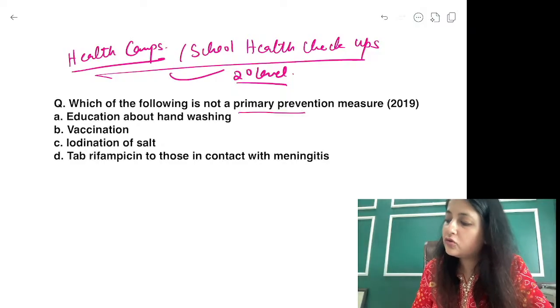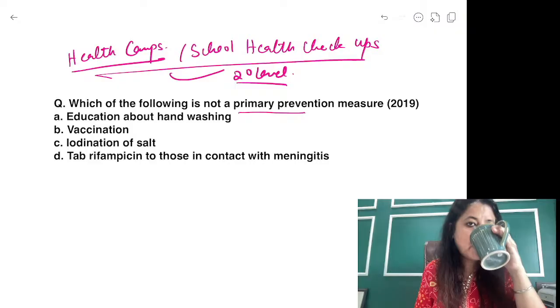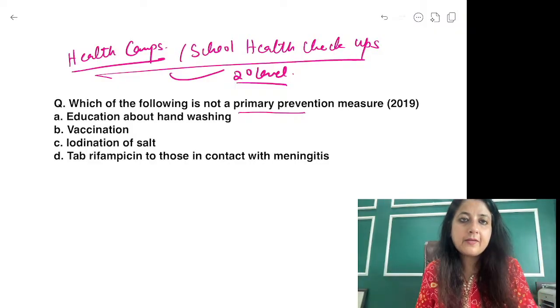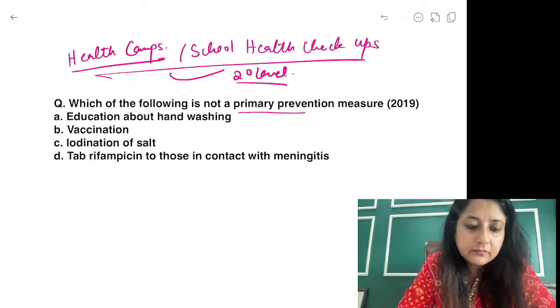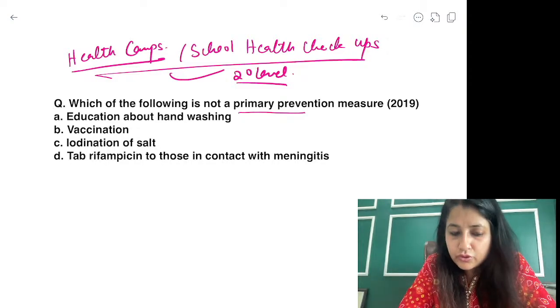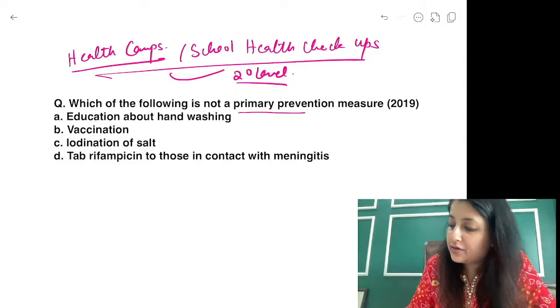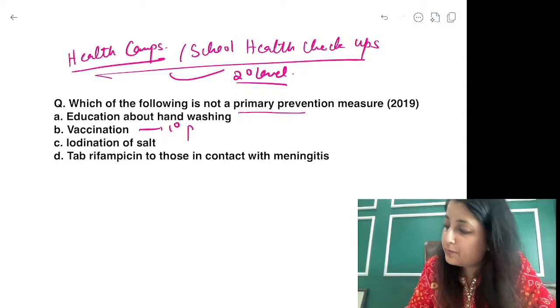Which of the following is not a primary prevention measure? Anybody? What will you mark over here? Primary prevention. Think, guys, think and then answer. Which is not a primary prevention? Vaccination, you all know is primary prevention.